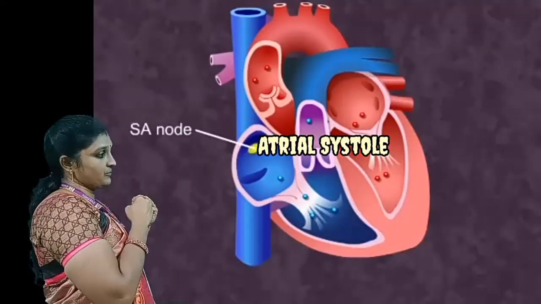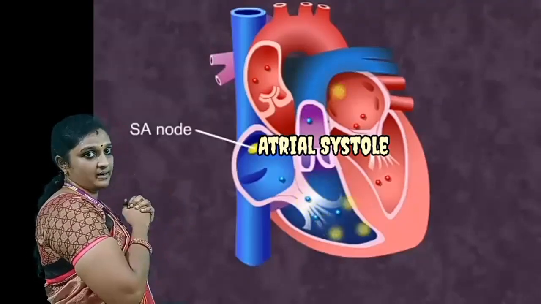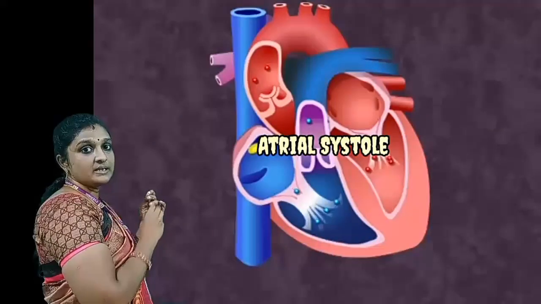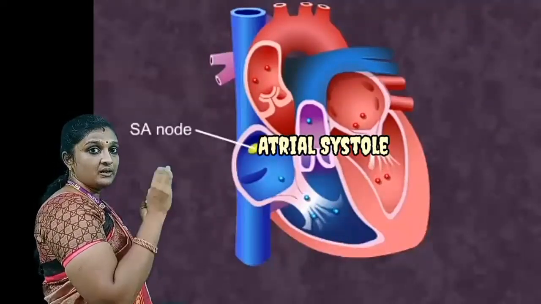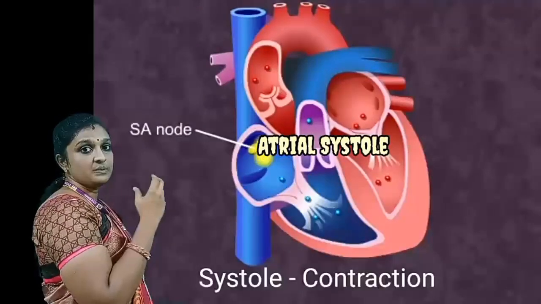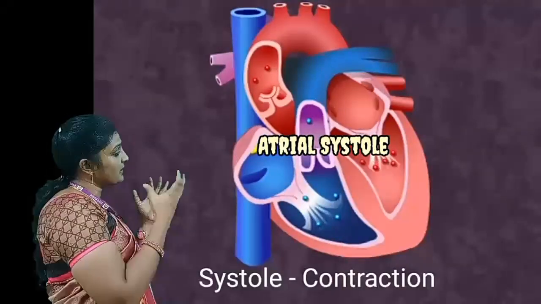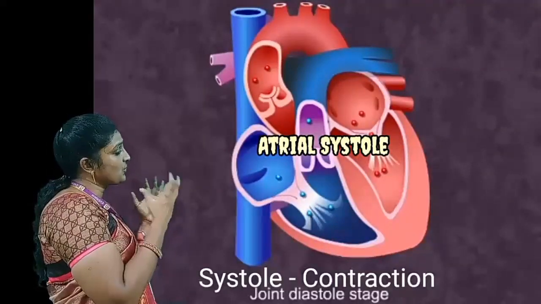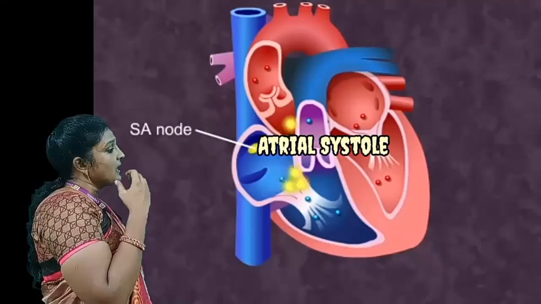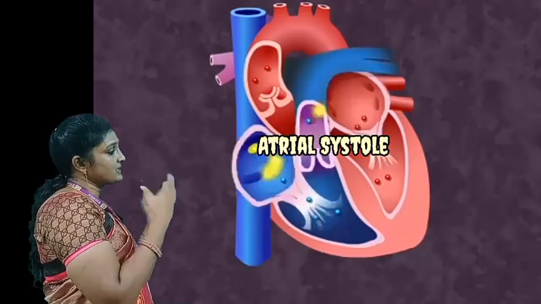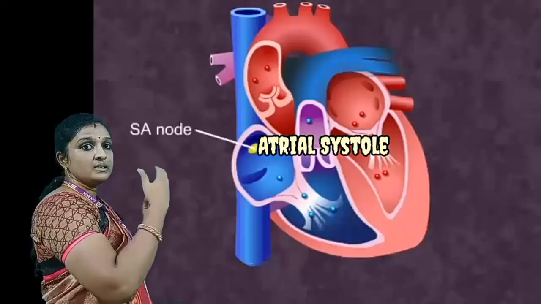It gets contracted. Which part? Both the auricles, right auricle and left auricle, get contracted. That process is called atrial systole. Again here you are learning the word systole. What is the meaning of systole? It means contraction. Here what is going to contract? The auricle part, or the atrium part, is going to contract. So such a kind of contraction is called atrial systole or auricle systole. So SAN creates the atrial systole.